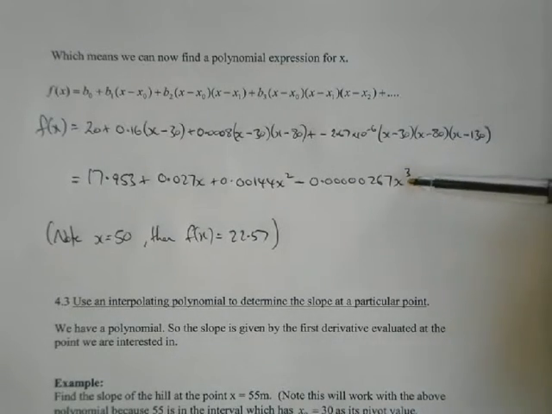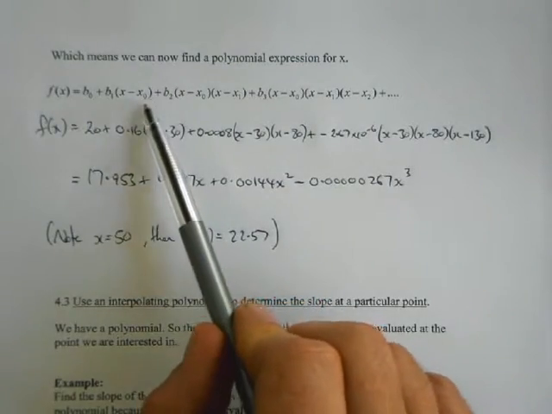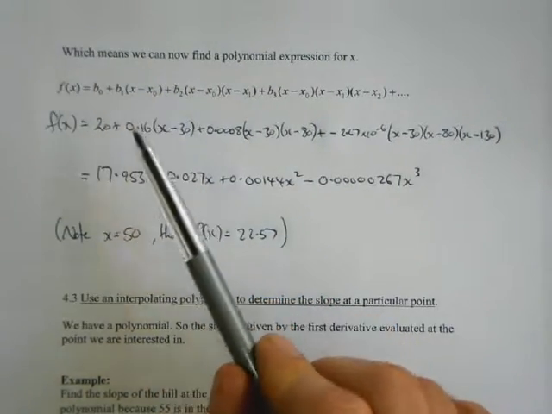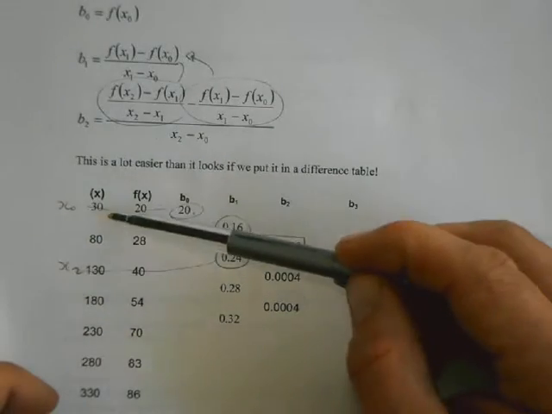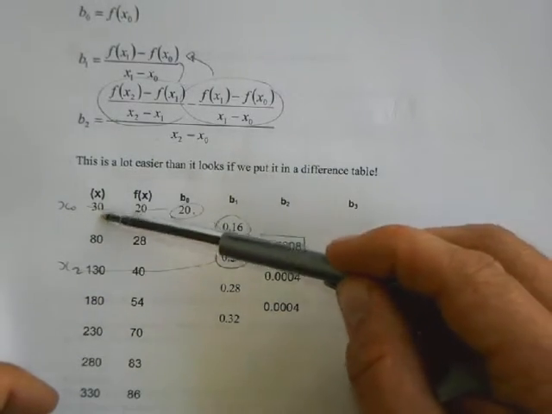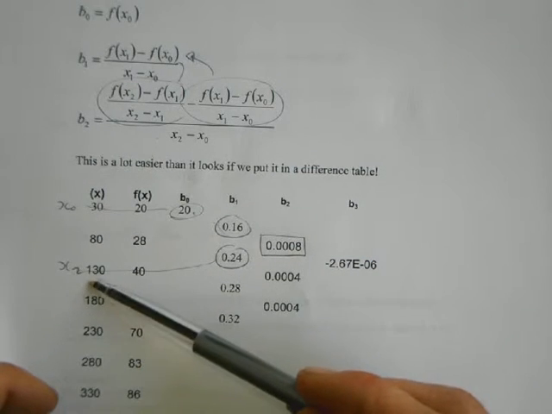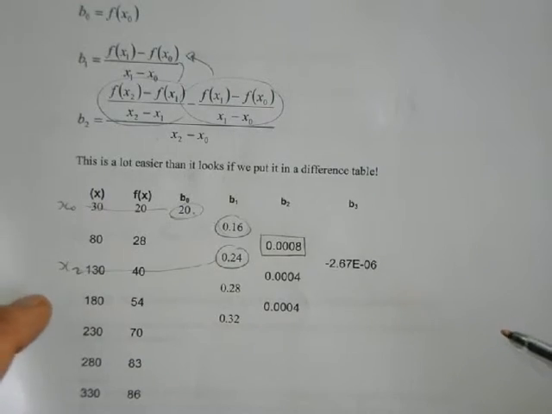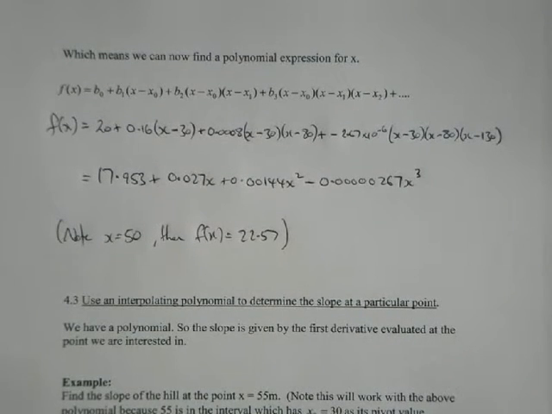So we now have a polynomial which works for any value of x within that first range, because this is based on the assumption that x naught is equal to 30, so it's only going to be the polynomial for this range where x naught is 30. If you want a polynomial further down here somewhere, you'd have to change x naught to the pivot point. So that's the function that we can use for estimating the height of the hill at any point.